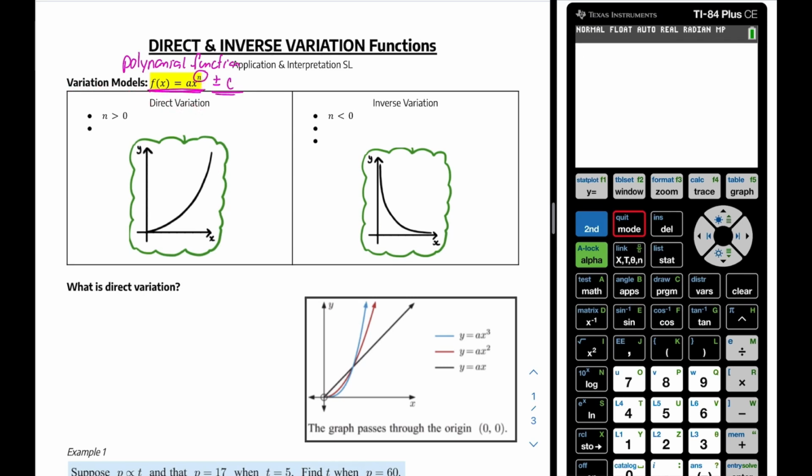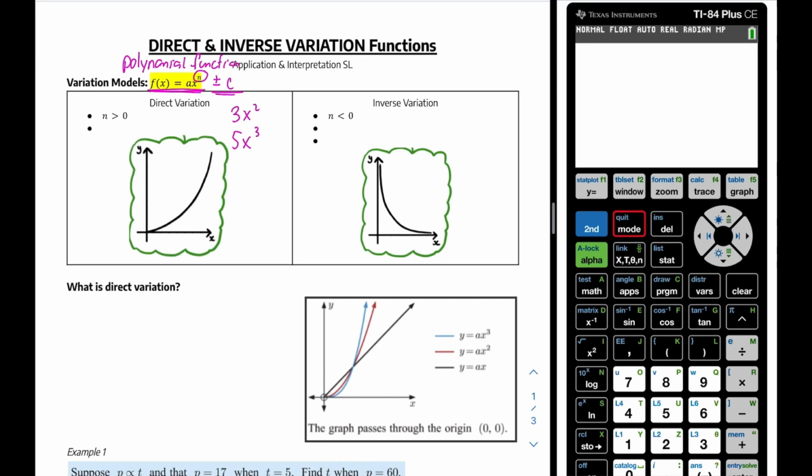First, we're going to talk about the direct variation. The direct variation is when our value of n is positive. So here we could have an example such as 3x to the power of 2, which would technically be a quadratic function. We could have 5x to the power of 3, and so on and so forth. So all of these are examples of direct variation.